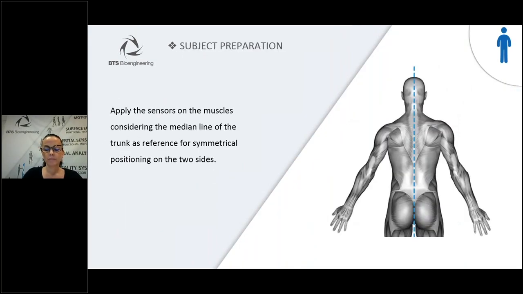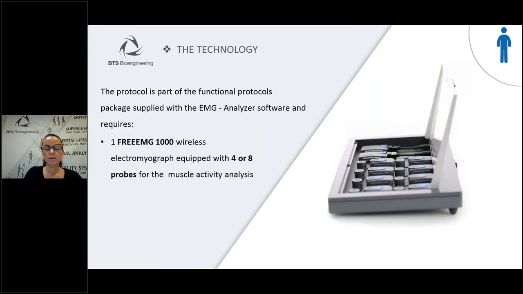From the instrumental point of view, the static posture protocol requires the following wearable sensors of the BTS technology: 4 or 8 FREEEMG probes. Unlike all the other protocols presented in the previous webinars, the static posture protocol does not require the use of the G-sensor inertial sensor because it's evaluating muscular activity in static conditions.